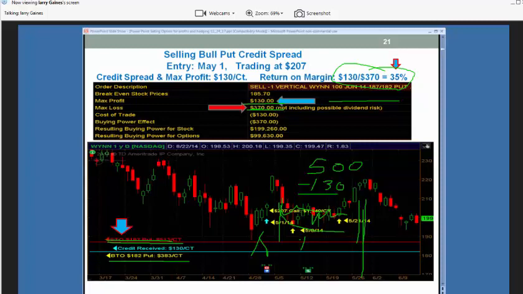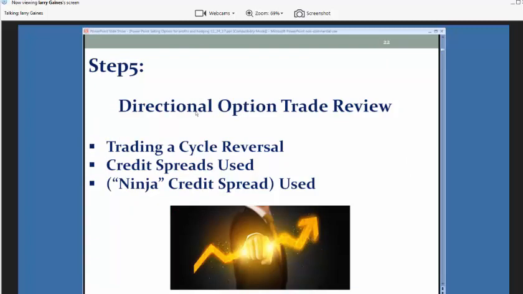And then what I like to teach all my clients and members is, what do you do if the trade goes against you? There's a whole lot of other variables involved, but that's just the basic component of these types of spreads.